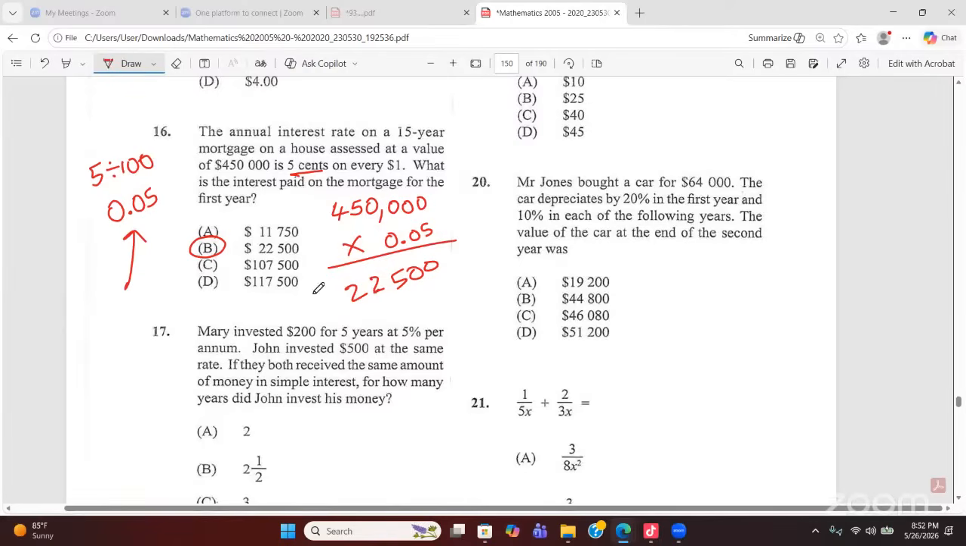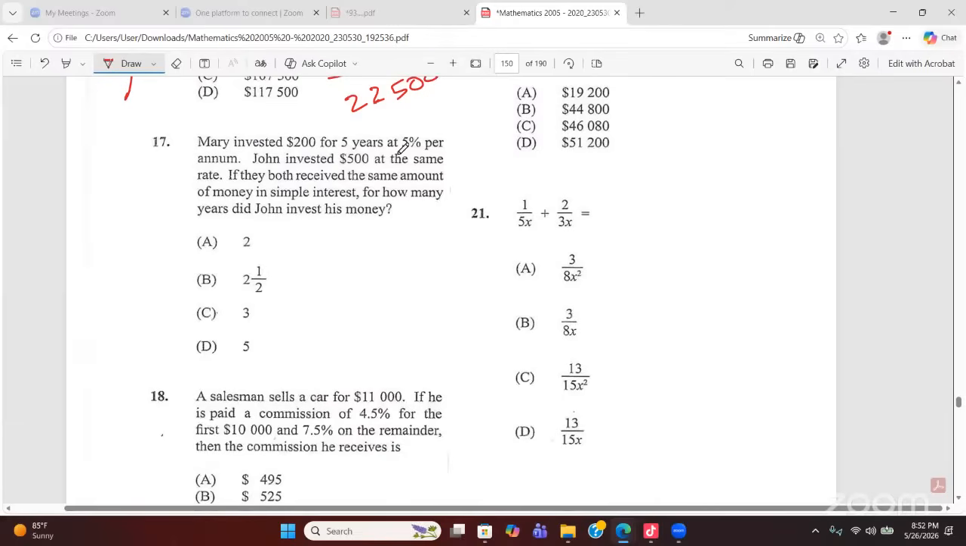All right, let's go for this one. Mary invested $200 for 5 years at 5% per annum. John invested $500 at the same rate. They both get the same interest. So basically, what is interest? Put it at the side. Interest is equal to the money you invest times the rate that you get times the time, over 100. They got the same interest, so that means you need to equate whatever they did.